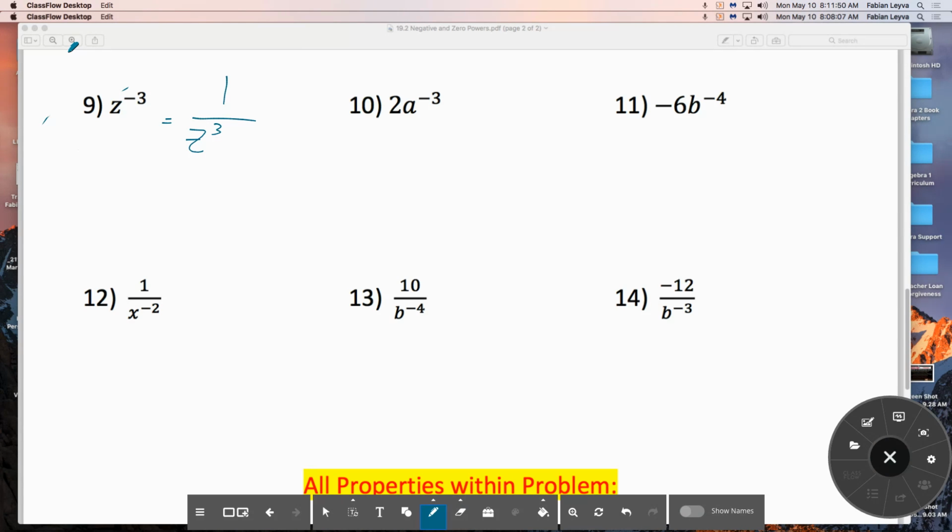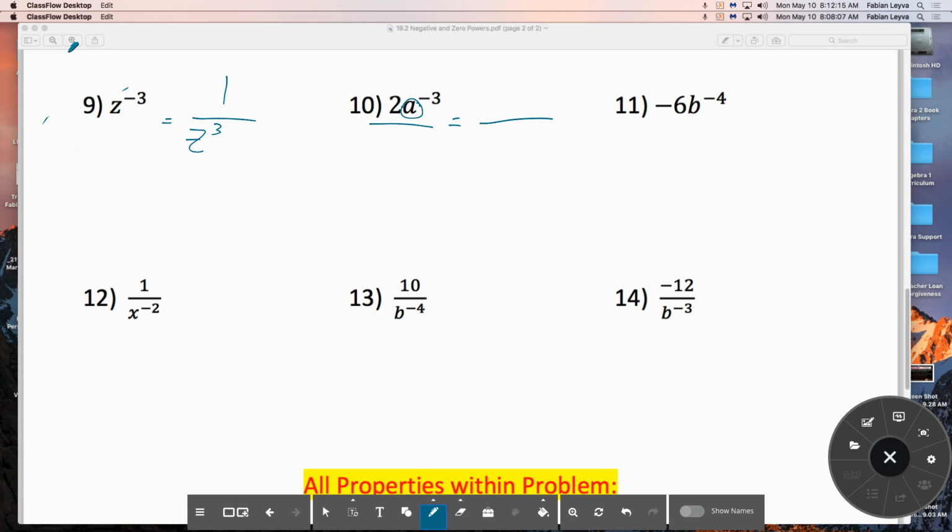Now let's get a little bit tricky here, okay? Because notice I have 2 times a raised to negative 3. What does the 2 do to the a? Adding, subtracting, dividing, or multiplying? It's multiplying. So I know how to deal with the negative exponent. Let me write my fraction so that I'm a little bit prepared when I do the work. Now, what is my base that has the negative? Is it the 2 or the a?